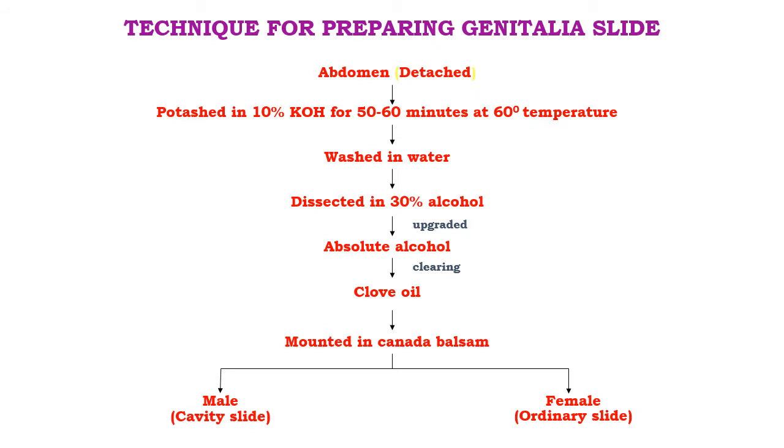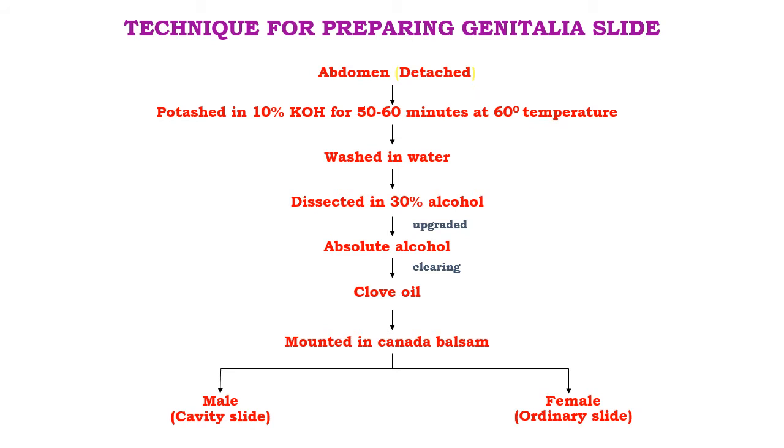Then we dissect the abdomen, because it is now soft and we can easily remove the outer sclerites. We dissect the abdomen in 30% alcohol, and then upgrade the alcohol: 30, 50, 70, then 90% alcohol, then absolute alcohol. Clearing is done in clove oil, and extra material is also removed in clove oil, and then we mount in Canada balsam.